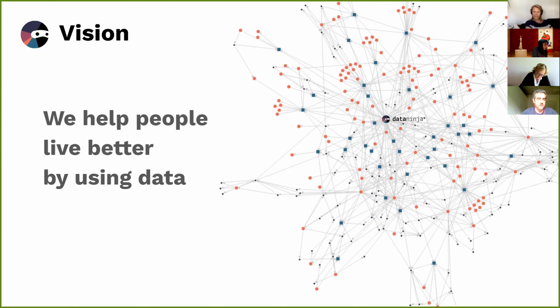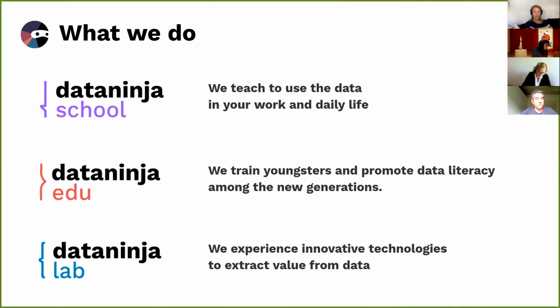So at the end of these experiences, we have defined a kind of general vision to arrange our activities, that is the one that you can see in my screen now. We try to help people live better by using data. We help people in 3 different ways.